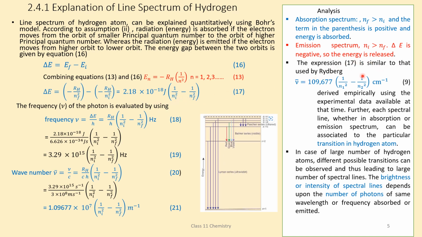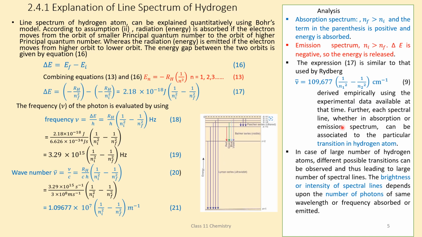The expression 17 is similar to that used by Rydberg, who calculated the wave number nu bar equal to 109,677 into 1 over Ni square minus 1 over Nf square per centimeter. This is from equation number 9. Please go back and see the calculation. This was derived empirically using the experimental data available at that time.